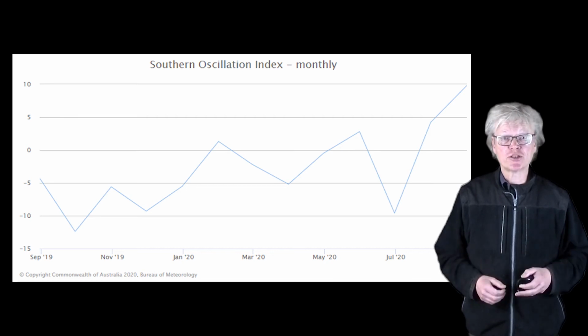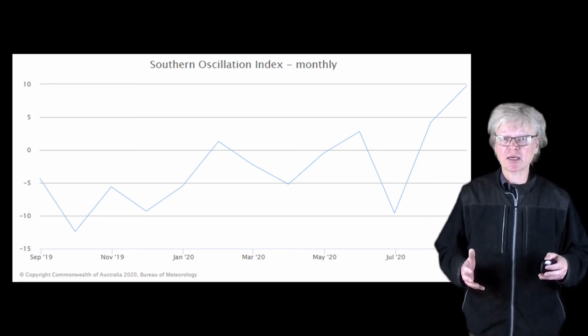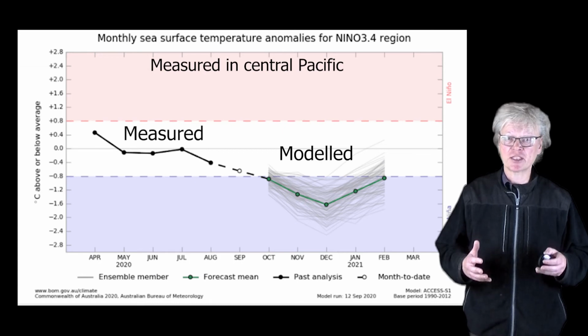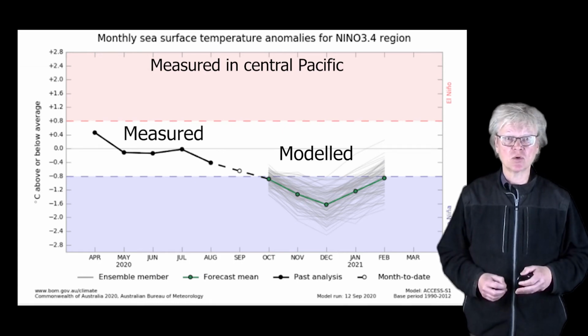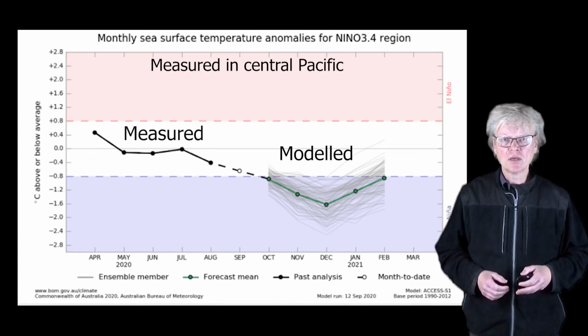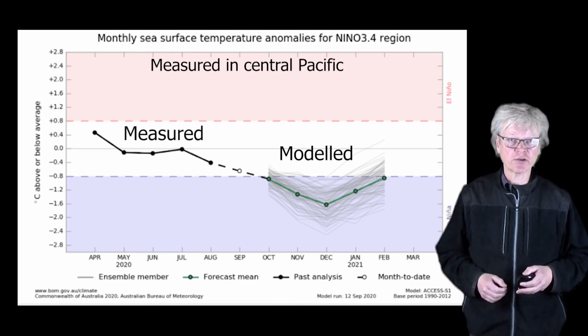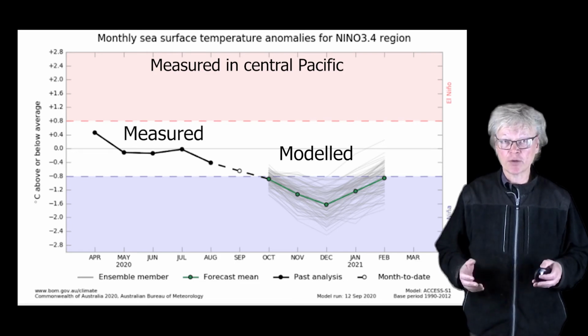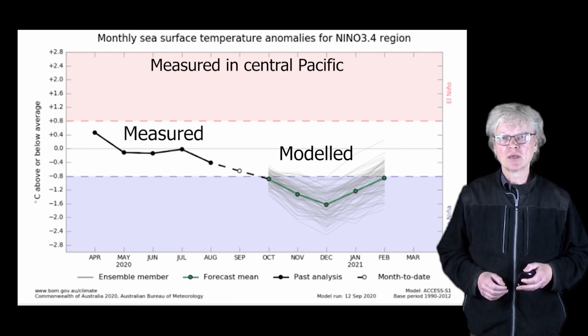But the Bureau also produces graphs of sea surface temperature, like this one here, and you can see that it's also been heading towards a more La Nina event. Okay, so we're possibly heading for a La Nina event and hopefully a bit more rainfall.